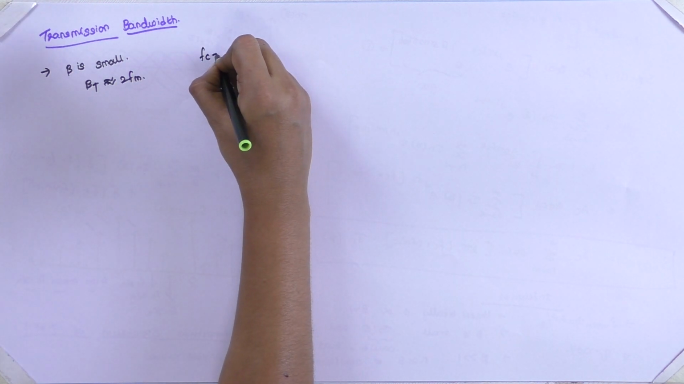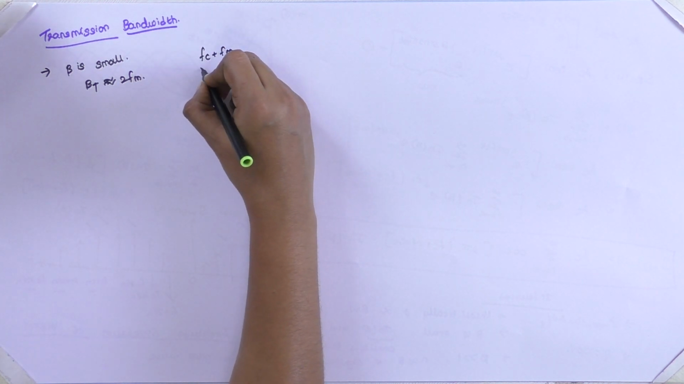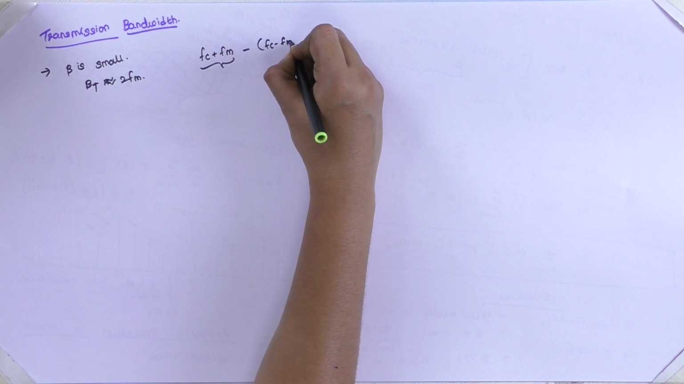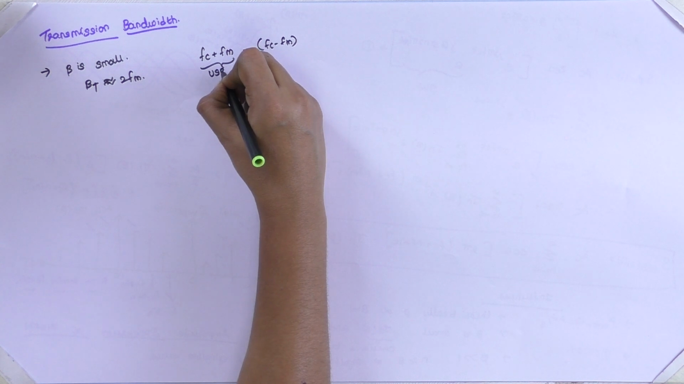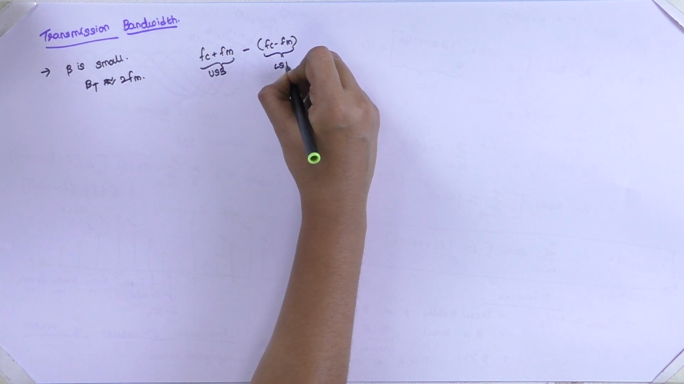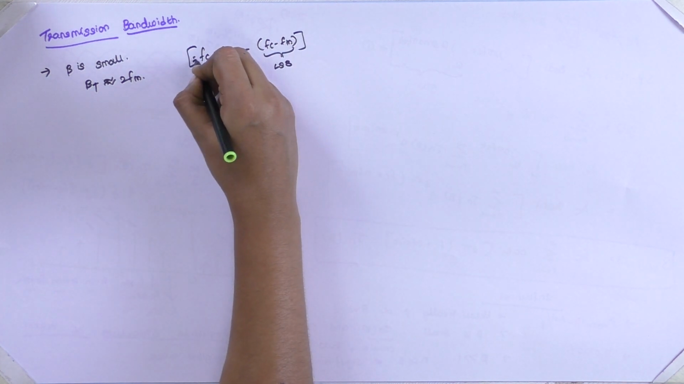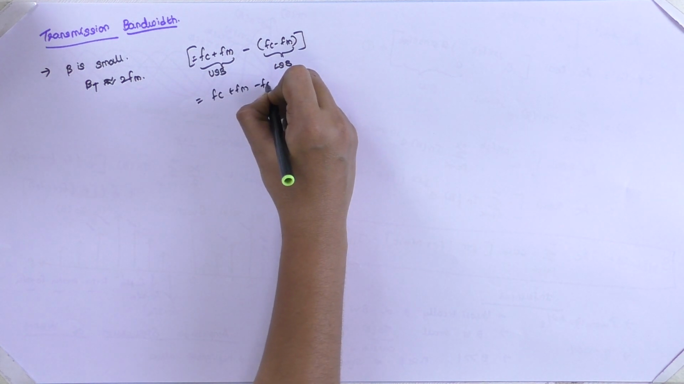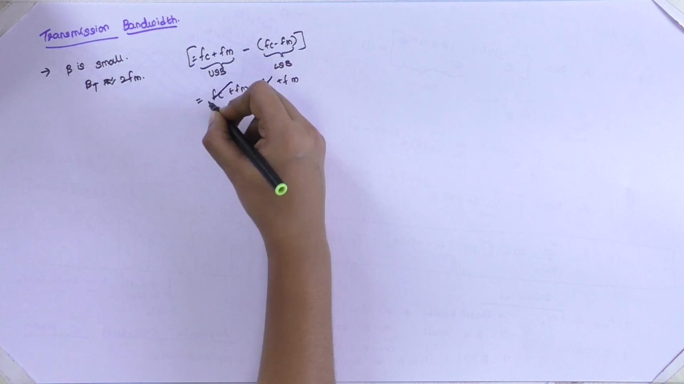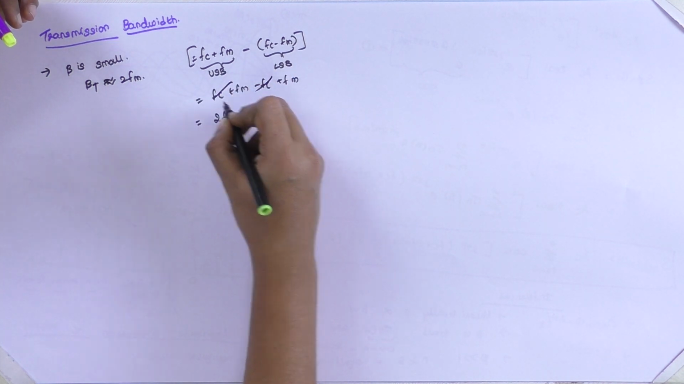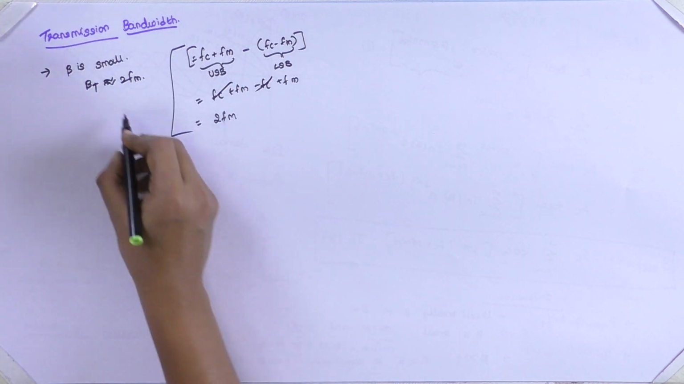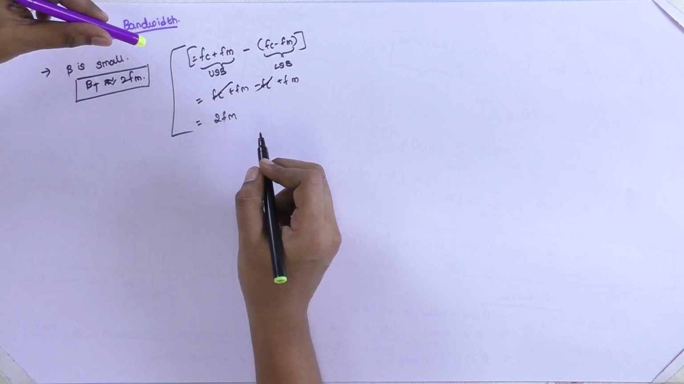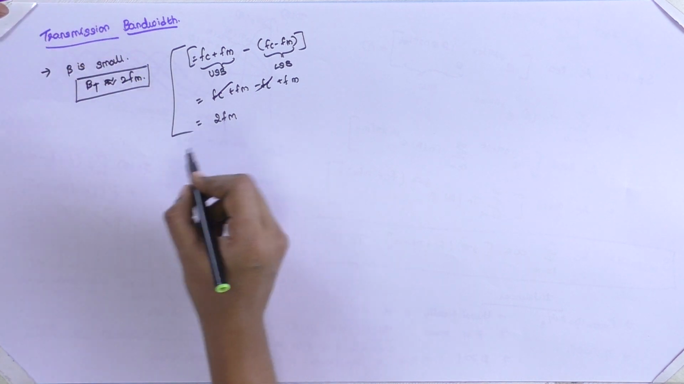Since we know the upper sideband frequency and the lower sideband frequency, this is the USB, fc plus fm, minus the LSB, fc minus fm. To calculate the bandwidth, fc plus fm minus fc plus fm, these two cancel, giving 2 into fm. This we have already seen. Therefore, when beta is small, the transmission bandwidth is approximately equal to twice the modulating frequency.